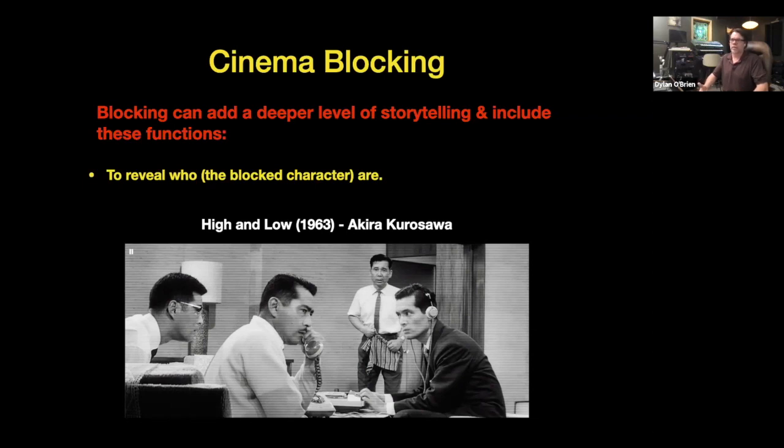He was a master, or I think he's still alive. Well, he is, yeah. No, I don't. Actually, I think he did pass away. So I think he was a master of blocking the camera.